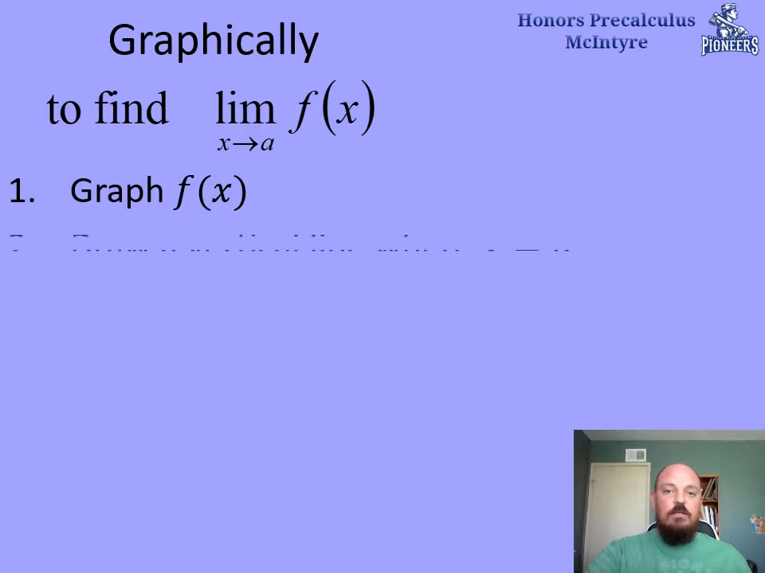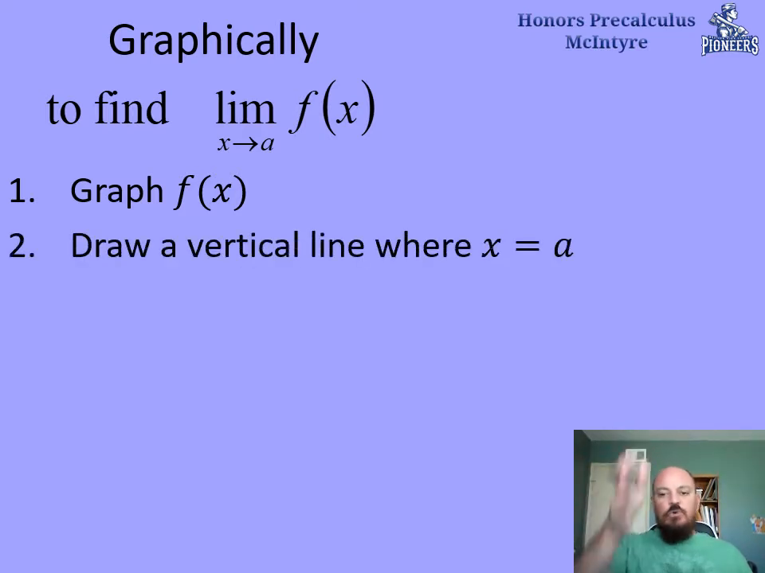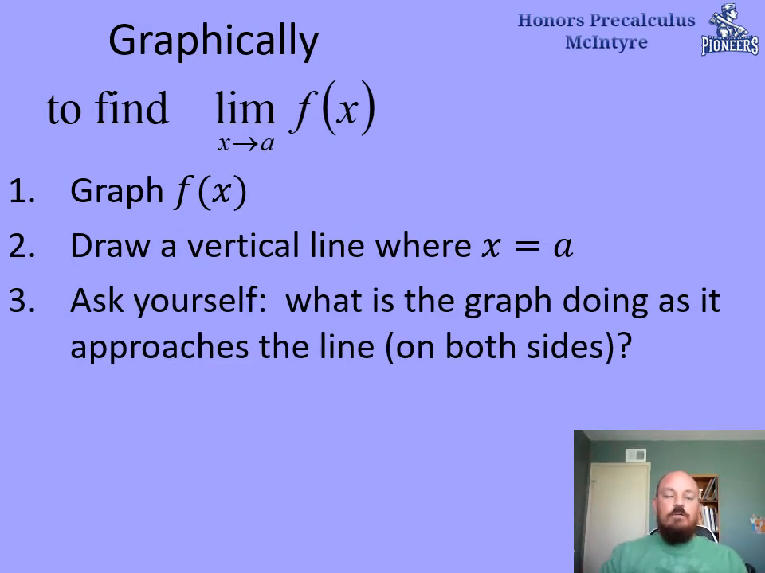Once you have that, what I want you to do is draw in a vertical line right at the number that the limit is approaching. So if you're doing the limit as x approaches 2, go over to x equals 2 and put a vertical line there. Now, as far as the limit itself, it's really two separate questions. You're going to ask yourself what happens as the graph approaches that vertical line, but it could be approaching it from either side, from the left side or from the right side.